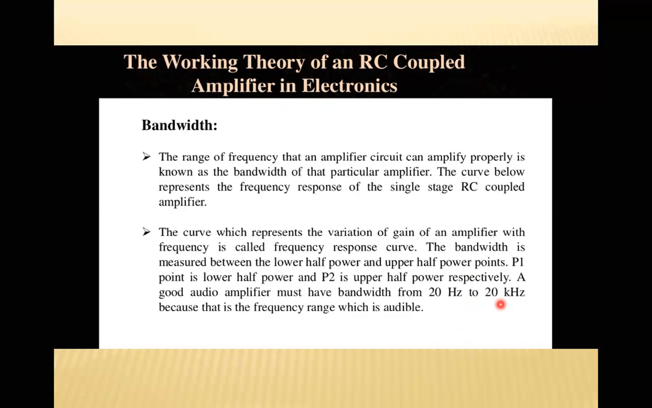The bandwidth is measured between the lower half power and upper half power points. P1 is the lower half power point and P2 is the upper half power point respectively. A good audio amplifier must have the bandwidth from 20 to 20 kilohertz, because that is the frequency range which is audible for any human being.